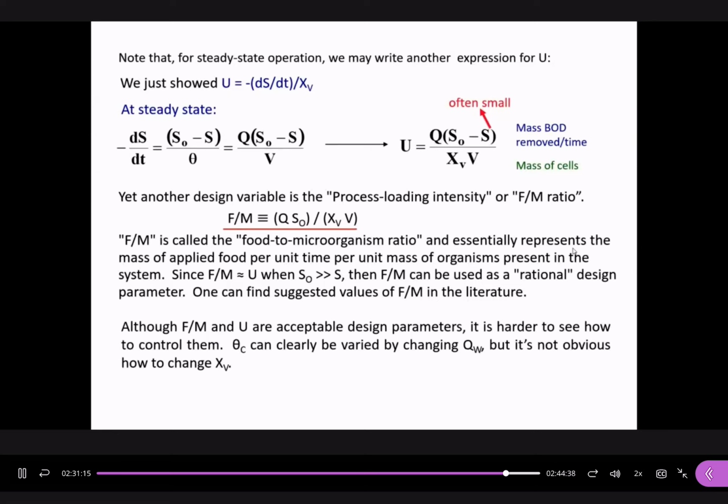Okay? And when we think S is very small, we get this food to microorganism ratio. This is another important concept: F to M ratio. This is very convenient to use in engineering. In many designs, you will use this parameter, the F to M ratio. Food, substrate, in the influent, over microorganism, XV times V. Food to microorganism ratio. It's a rational design parameter. In design, you may use this parameter.